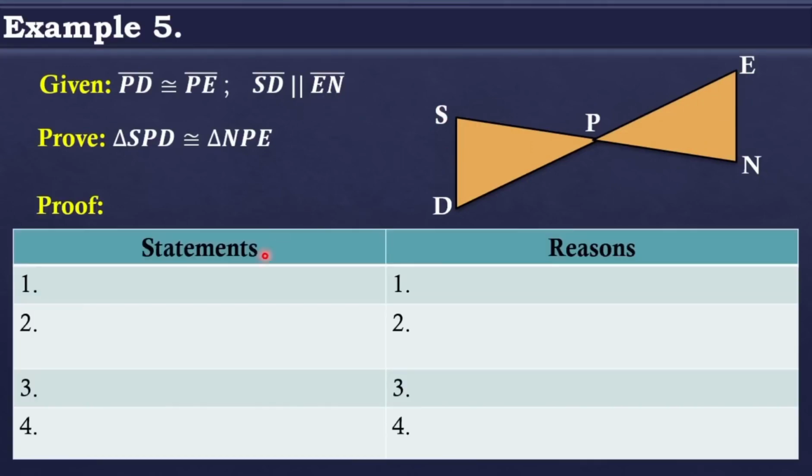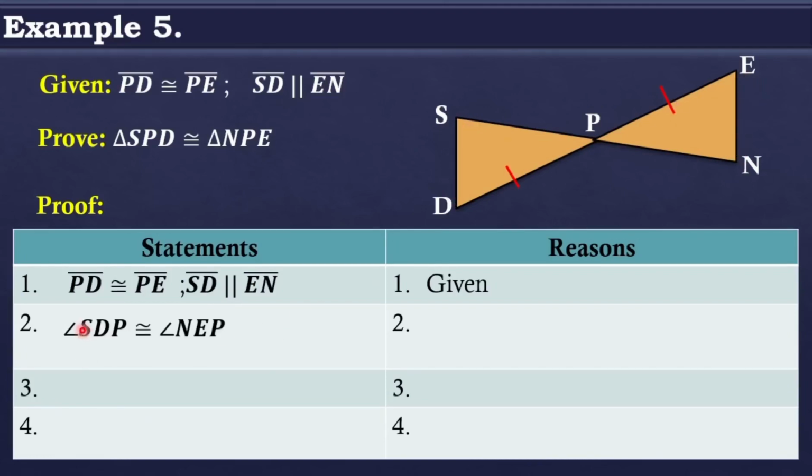Okay. So we have segment PD is congruent to segment PE, and then segment SD is parallel to segment EN. So this is given. Now let's do the marking. Lagyan natin ng mark si segment PD at si segment PE since they are congruent based po dito sa ating given. Now these two sides of two triangles are congruent.